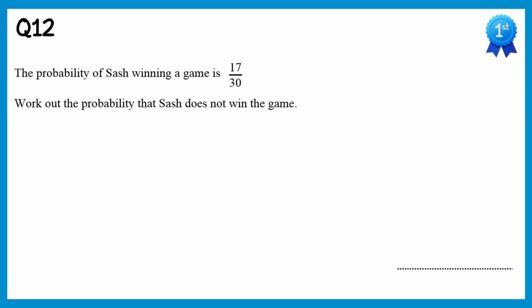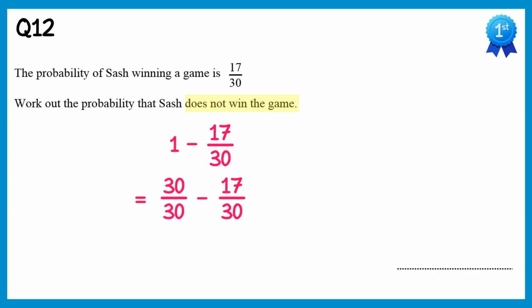In this question, we need to work out the probability that Sash does not win the game. To do this, you do 1 take away the probability that Sash does win the game, and that was 17 over 30. To make this a bit easier, we can change the 1 to 30 over 30, and then leave the rest of the question as it was. And to subtract these, you just subtract the numerators. So 30 take away 17 gives you 13, so it's 13 over 30.